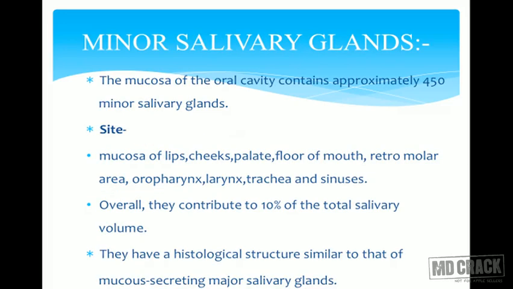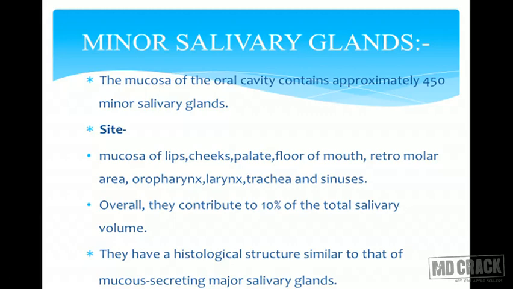So now we'll see minor salivary glands. The mucosa of the oral cavity contains approximately 450 minor salivary glands. So they are contained in the mucosa of the oral cavity. They are lining the lips, cheeks, palate, floor of the mouth, retromolar area, oropharynx, larynx, trachea and sinuses.